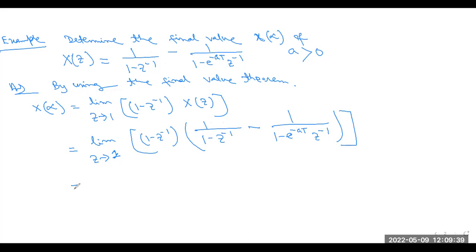Now you have to solve this equation. Here you can see you have to multiply (1 minus z inverse) into this part and also into this part. This and this cancel, since they are the same thing. So the rest of the part is 1, minus this multiplied by this.